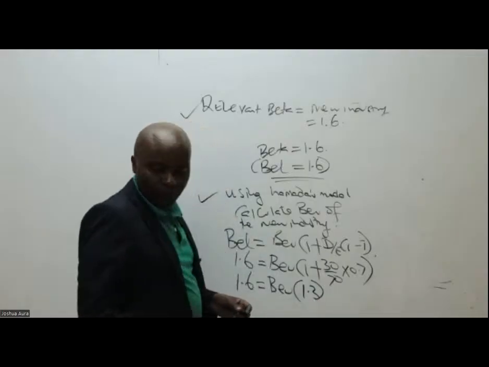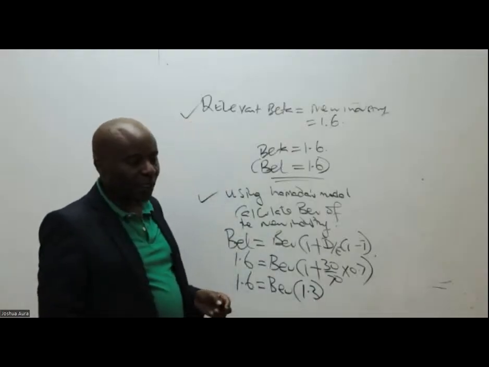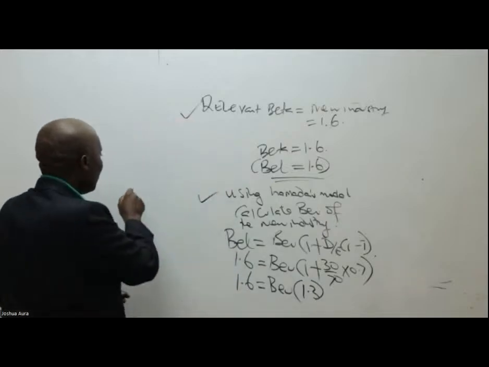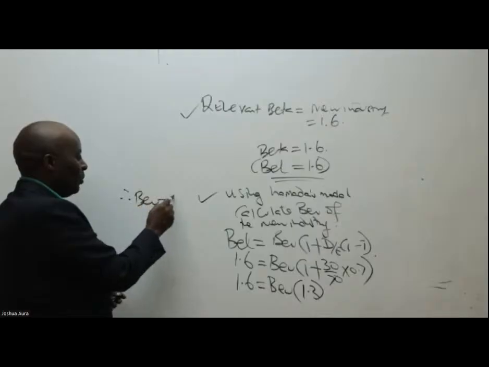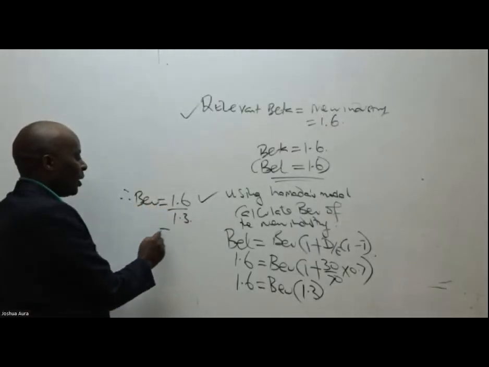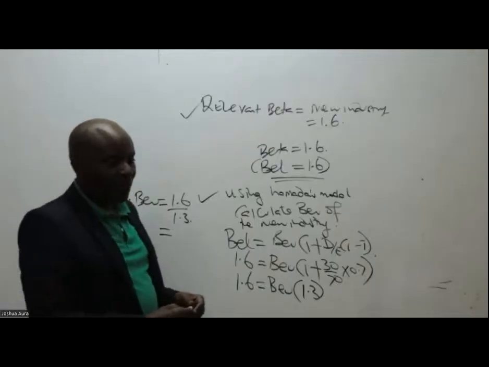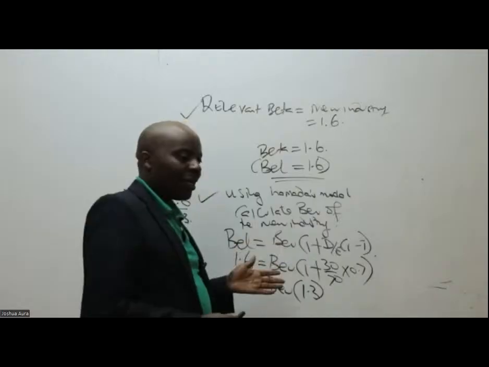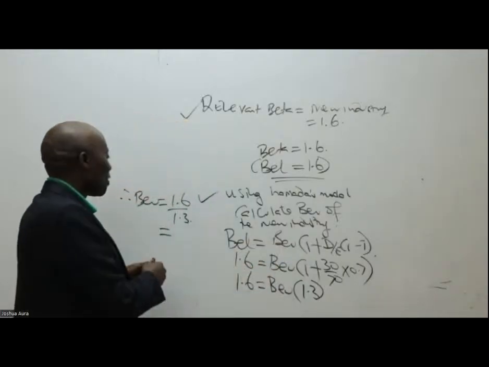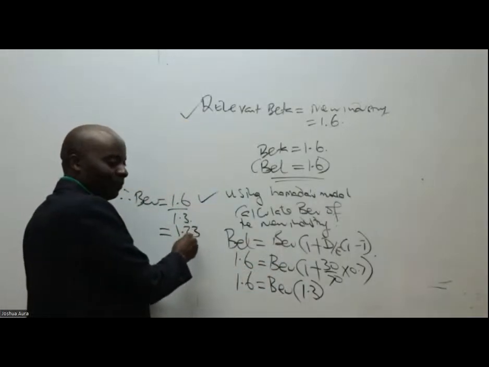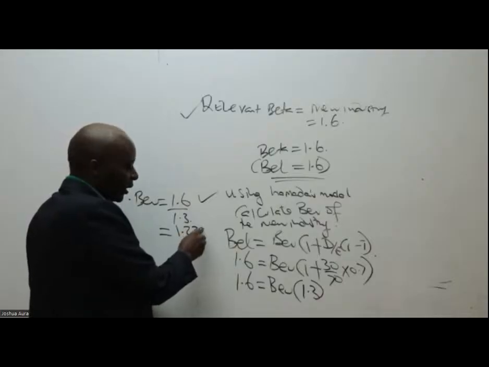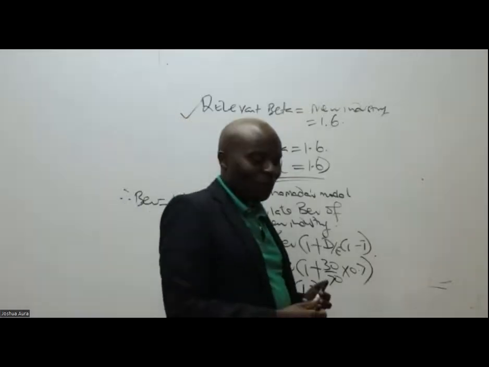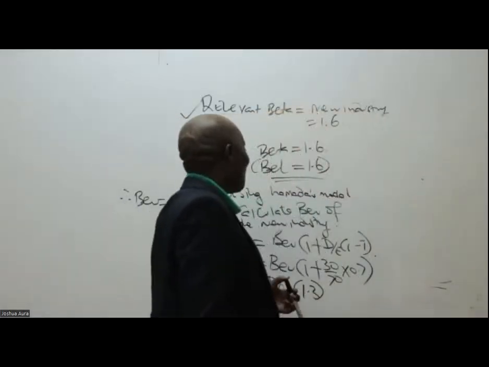So meaning that at the end of the day, my BEU will be equal to 1.6 divided by 1.3, which is 1.23. You will get a BEU of 1.23, with many decimals. Thank you so much. Then that is wonderful.